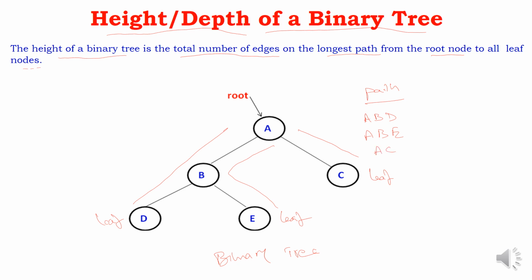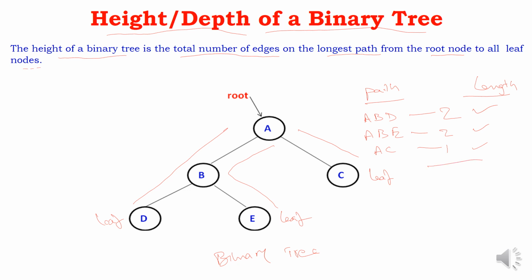So from root to leaf node, we count the total number of edges. A, B, D, two edges. A, B, E, two edges. A, C, one edge. So the lengths are 2, 2, 1. We have three paths. The length of the first path is 2, total number of edges 2. The length of the second path is 2. The length of the third path is 1.